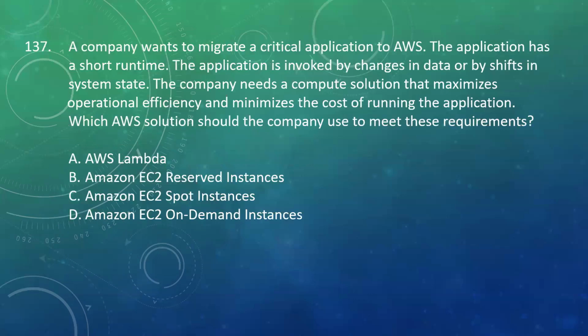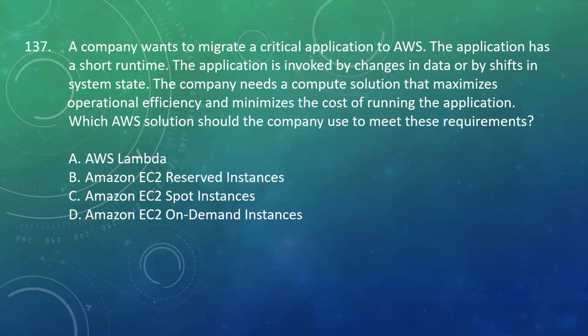Let's look at the next question of the series. A company wants to migrate a critical application to AWS. The application has a short runtime. The application is invoked by changes in data or by shifts in system state. The company needs a compute solution that maximizes operational efficiency and minimizes the cost of running the application. Which AWS solution should the company use to meet these requirements? Your options are AWS Lambda, Amazon EC2 reserved instances, EC2 spot instances, EC2 on-demand instances.